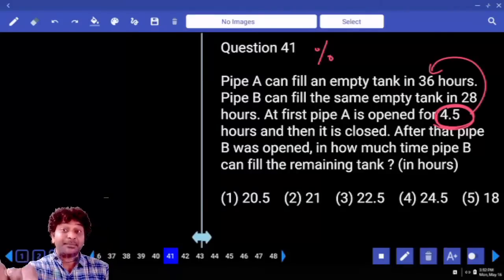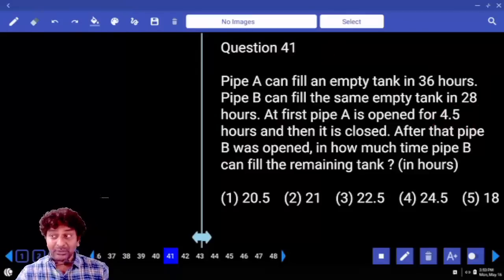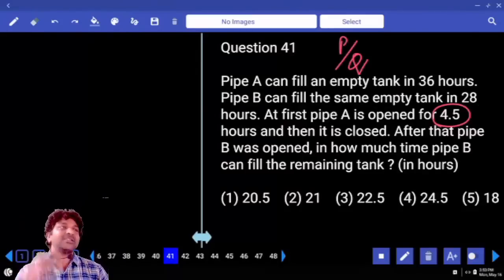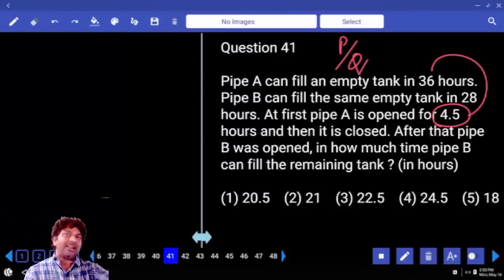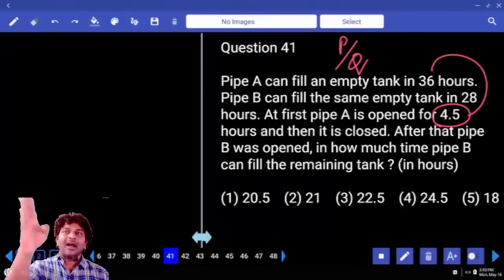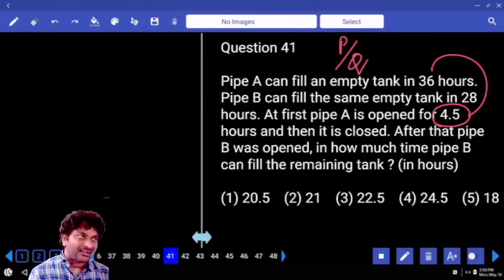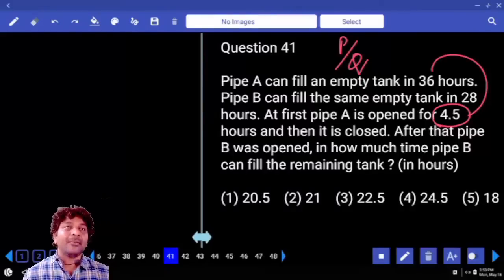Then what is the possibility? I'll try to use fractional form. 4.5 is what fraction of 36? Let's calculate. What is half? Again half. Again half. Half, half, half. That means 3 times, right? Which is 1/8, right?